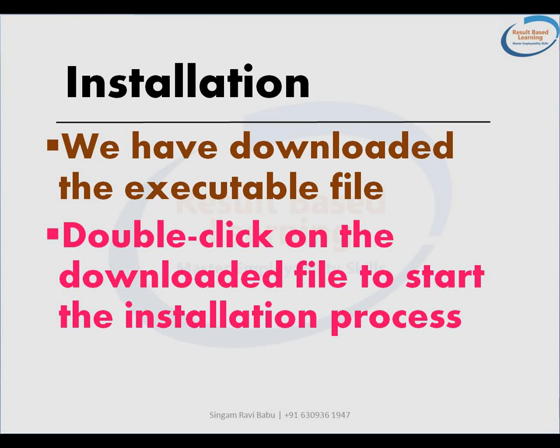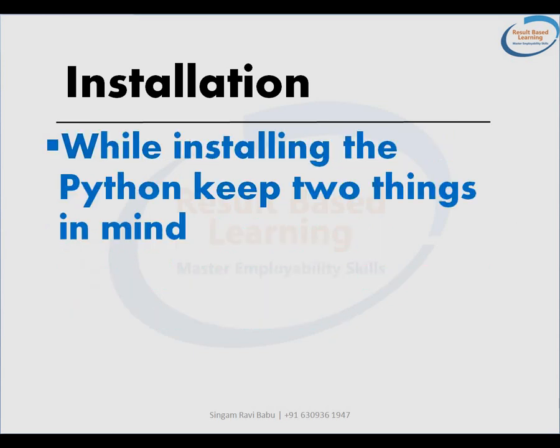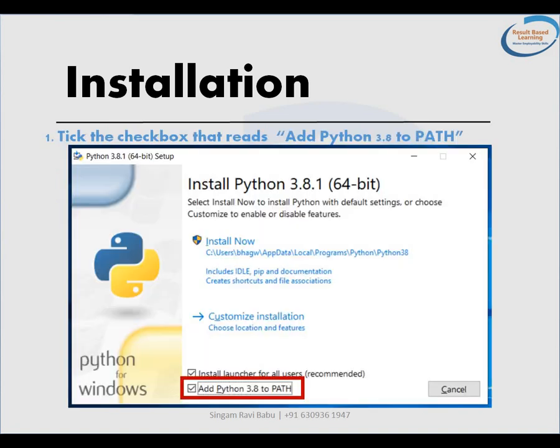We have downloaded the executable file. We'll double click on the downloaded file to start the installation process. While installing Python, keep 2 things in mind. Now if you look at the screen, at the bottom of the screen there is a red box.